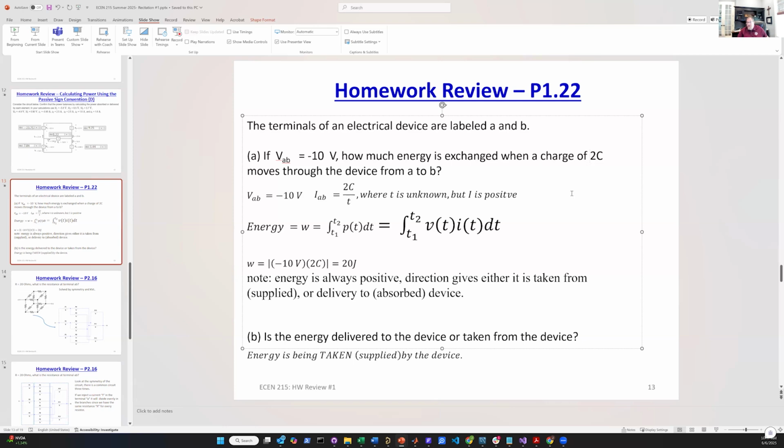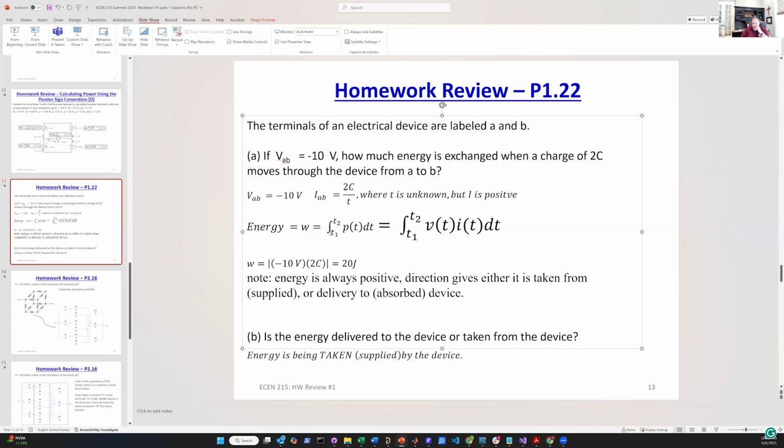This is not an electron. This is just a charge of 2 coulombs. So the voltage potential is minus 10 volts. The current is again related to time. So current is coulombs over the time, where the time in this case, we're not given, but we know that the current is positive because it's just 2 coulombs. So I is positive.